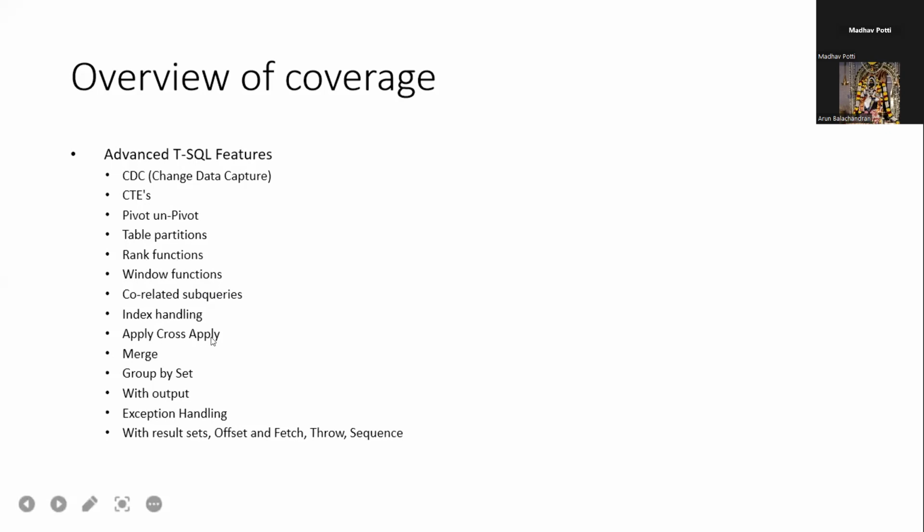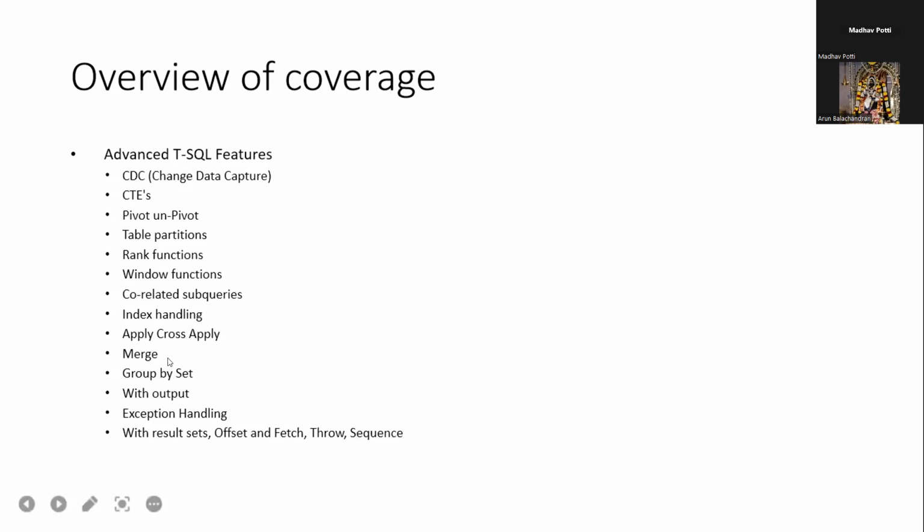Then we will see APPLY and CROSS APPLY. Suppose I want to execute a particular function and I also want to join the output of that table-valued function. For example, I have a function which returns the top 3 orders for every product, the top 3 orders based on quantity, let us say. Every product I give, it will give me the top 3 orders. So this is using CROSS APPLY. And we will see that whenever a table-valued function is there, we will use CROSS APPLY.